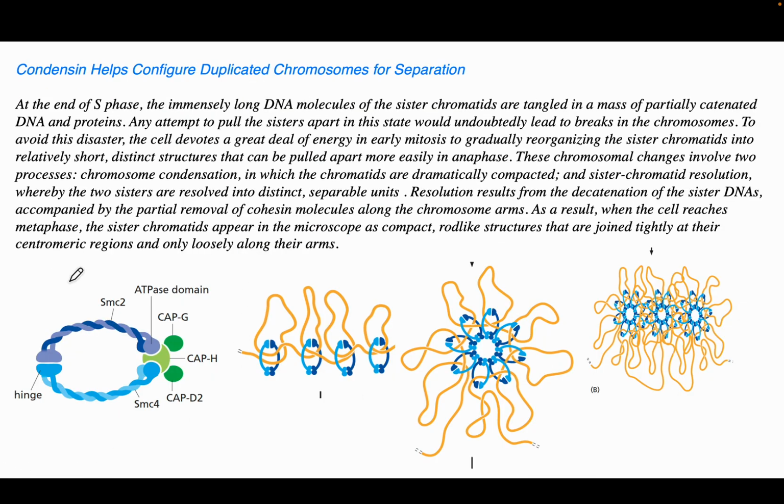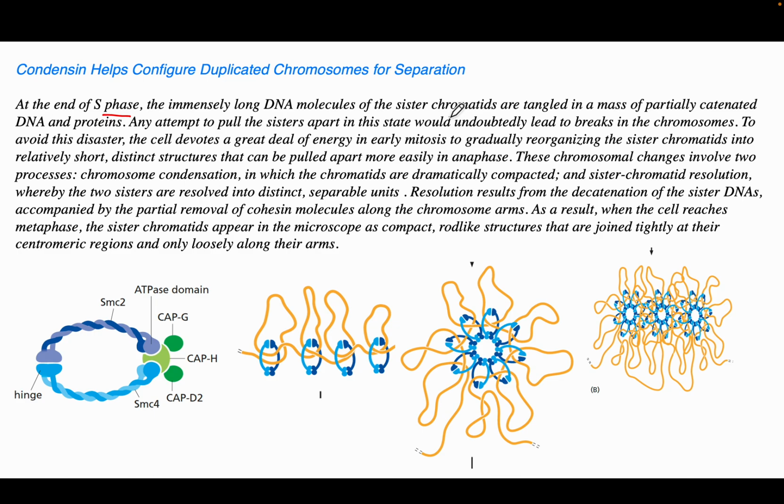As we were discussing cohesin, we also have to know what condensin is, what makes that genome very condensed. So what happens at the end of S phase? We know that DNA replication happens during S phase. So at the end of S phase, the DNA molecules are immensely long. If we stretch them out, they will not fit. So these immensely long DNA molecules should be condensed.